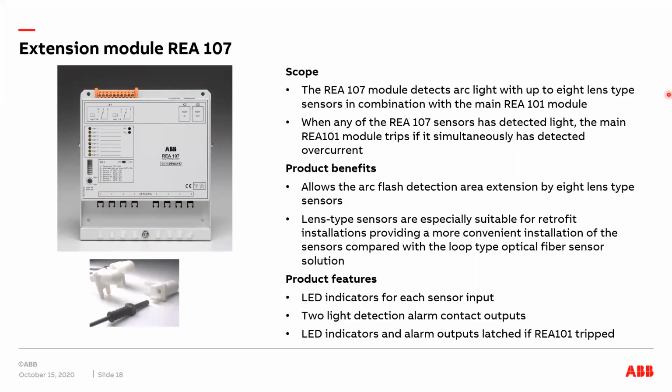Sometimes it happens that some non-ARC-related light has caused the REA unit to detect light, but then you can take actions to find the reason why it happens, although there's no real ARC, if it goes to the binary input of the protection relay. And then you can get an alarm also to SCADA, for example. Okay, that was in short the REA system and the model sheet.